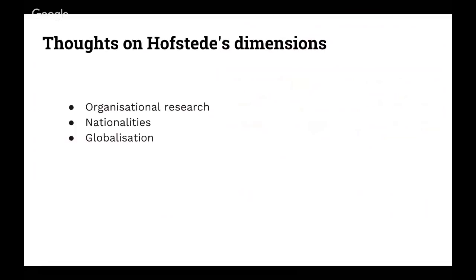When we applied this and also started discussing this, we had some thoughts on these dimensions. There is a lot of articles online also about the criticism or a critical take on Hofstede's dimensions. We think that this research was done in an organizational setting. So, how people think and behave in an organizational setting might be different from how people would be in social situations. Also, there is a lot of emphasis on nationalities.